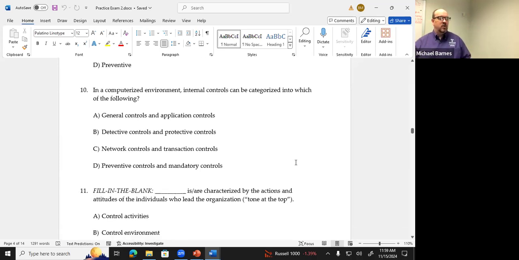In a computerized environment, internal controls can be categorized in which of the following? So we're talking about IT controls.